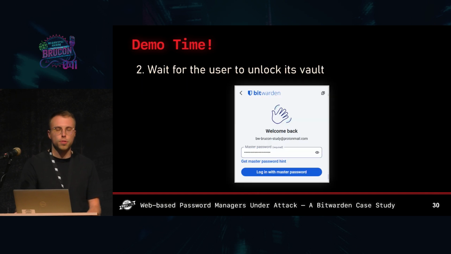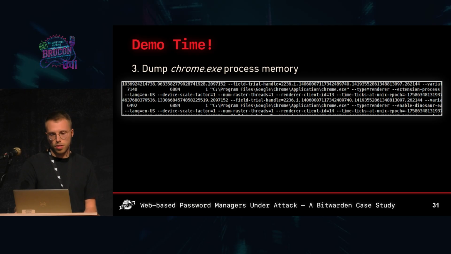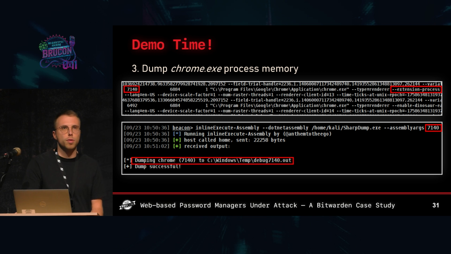Then we wait for the user to unlock the vault, and we'll be dumping the process memory. First, there are multiple Chrome processes, so you have to select the appropriate one. It's launched with the extension process argument, so you can just target this one. Then I'll be using one or the other, it doesn't really matter, a way to get procdump. Here it's from Cobalt Strike, but in the end, what we have is a process dump.